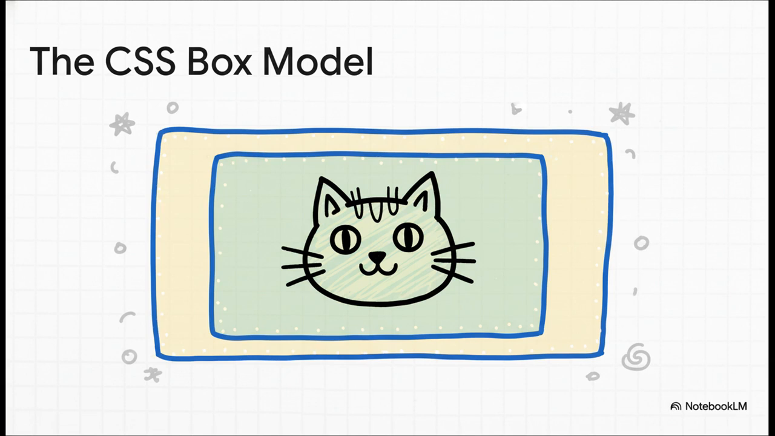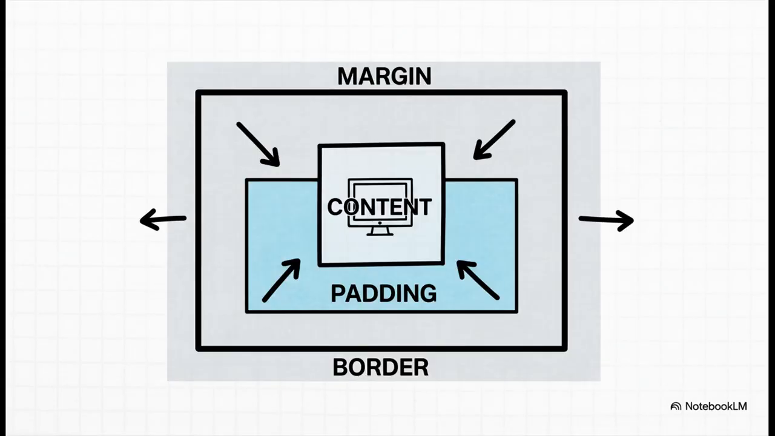Here's the secret. Your browser sees every single HTML element, whether it's a paragraph, an image, or a div, as being inside its own invisible rectangular box. And this box has 4 layers. This diagram here breaks it down perfectly. Right at the very center, you've got your content, your text or your image. Working your way out from there, you have 3 layers of space you can control. First is the padding, which is inside the box. Then you have the border itself, and finally, the margin, which is the empty space outside the box.